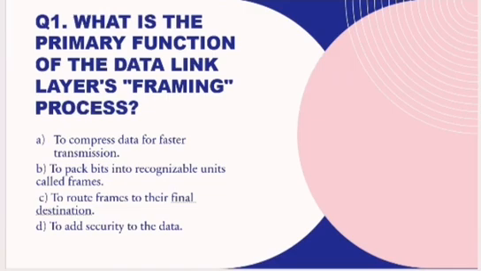So the very first question is, what is the primary function of the data link layer's framing process? Option A, to compress the data for faster transmission. Option B, pack the bits into recognizable units called frames. Option C, to route frames to their final destination. Option D, to add security to the data.